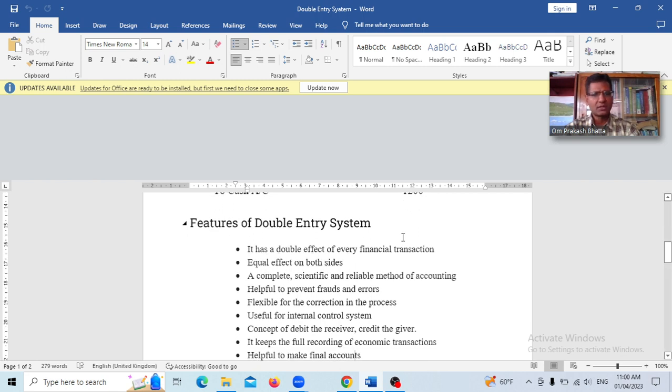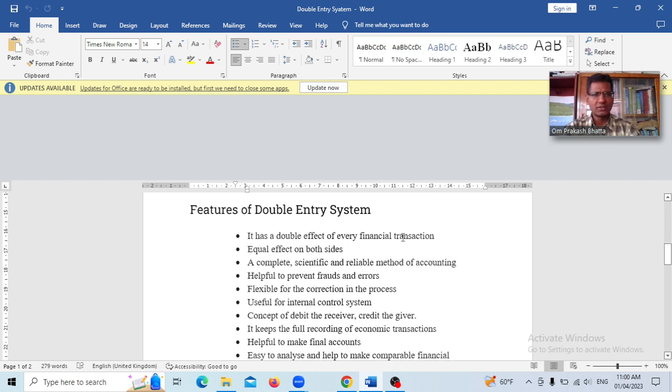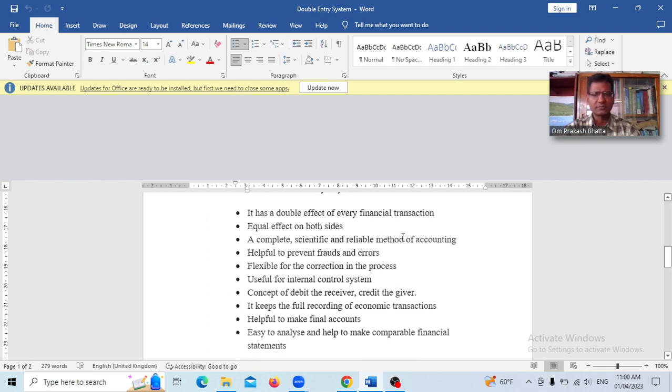The concept of debit the receiver and credit the giver is a rule of personal account. It keeps full recording of economic transactions. Accounting and bookkeeping totally depend on economic activities, economic transactions, monetary transactions, and such transactions are recorded in twofold effect. It is helpful to make the final account. Yes, it is very important.